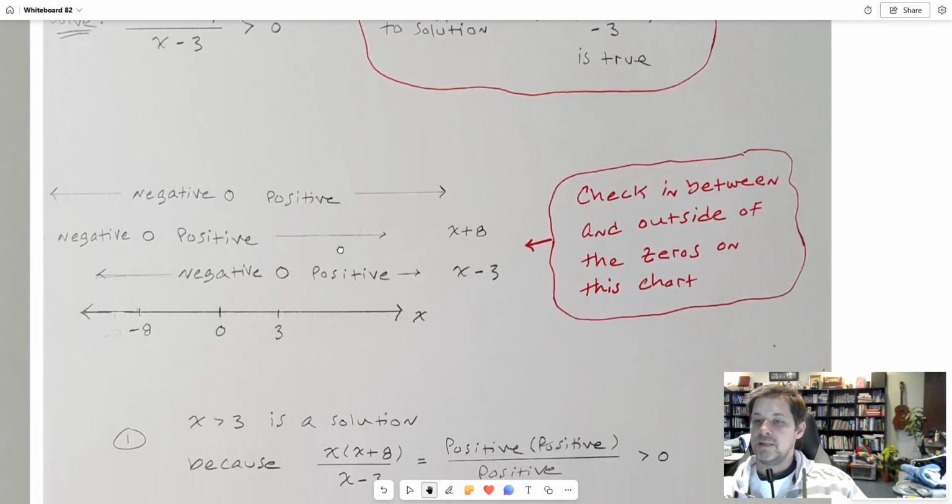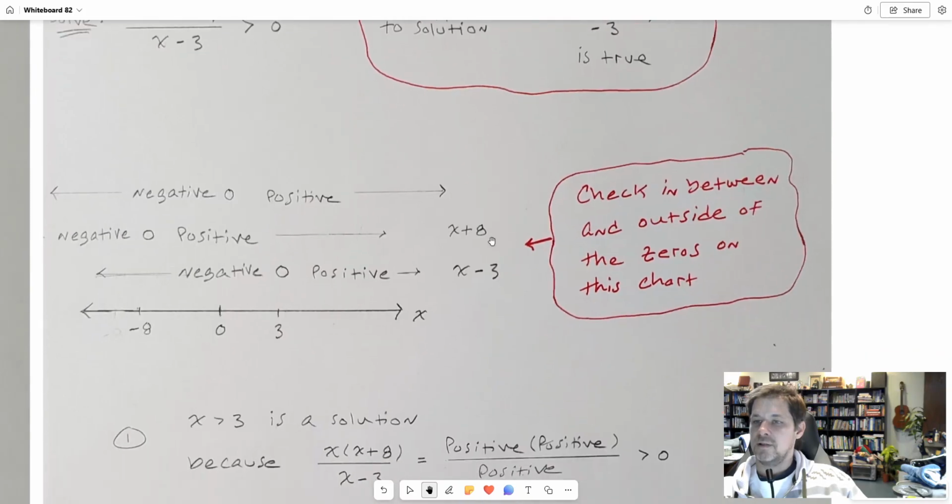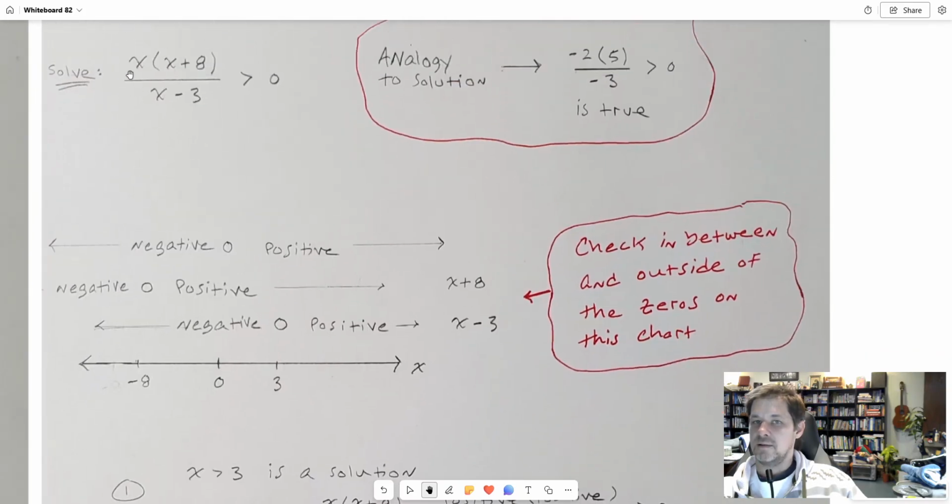I make a sign chart for each thing in this: x, x plus 8, and x minus 3. This top one is supposed to be x, but I forgot to write it down, so I'm going to say x, even though that looks really messy. So that top one is x, this middle one is x plus 8, and this bottom one is x minus 3. Those are all three components of this problem.